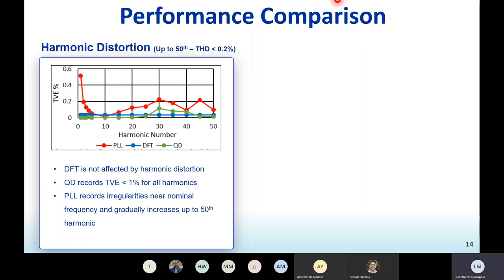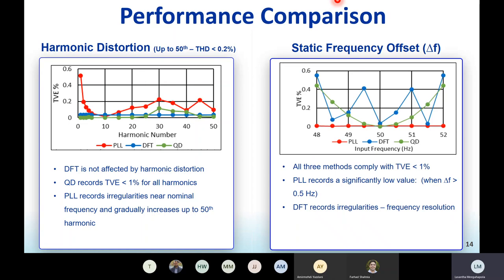And I'll show you another test result. Again, we did the static frequency offset test. That means the input fundamental, we vary from 50 to 52 on the upper side, as well as from 50 to 48. You could see the PLL technique is in fact doing better across all, and the DFT technique is moving across the range.